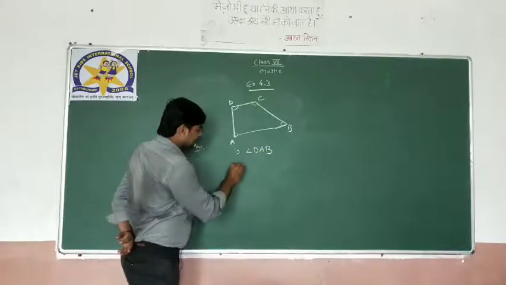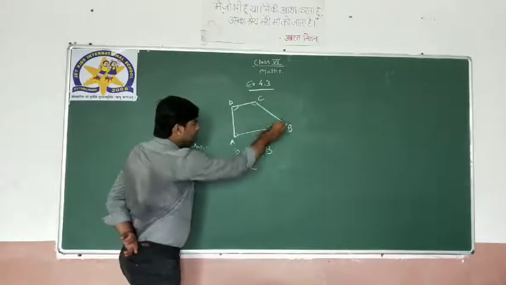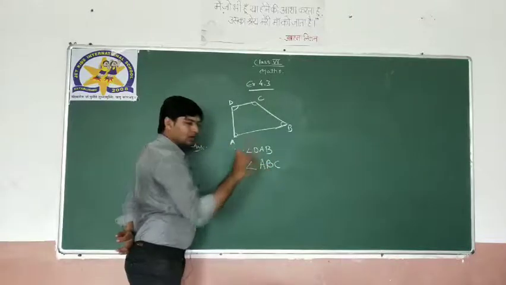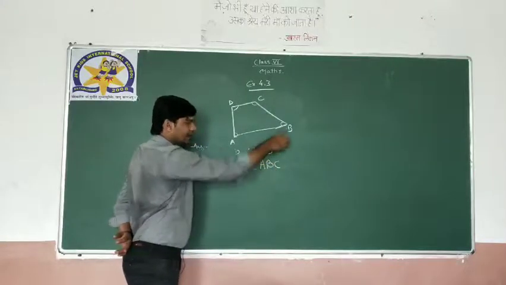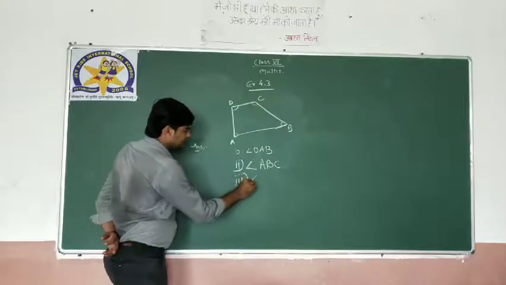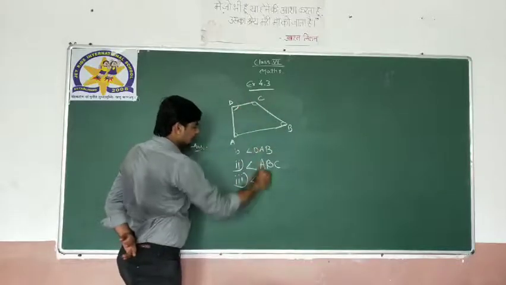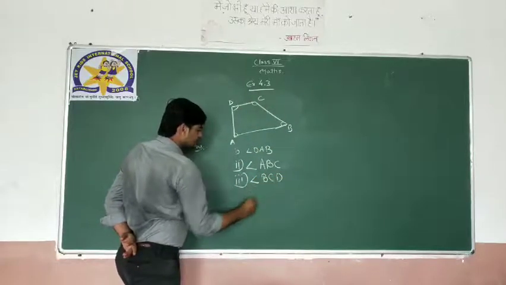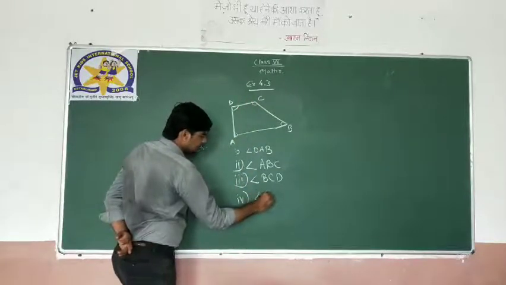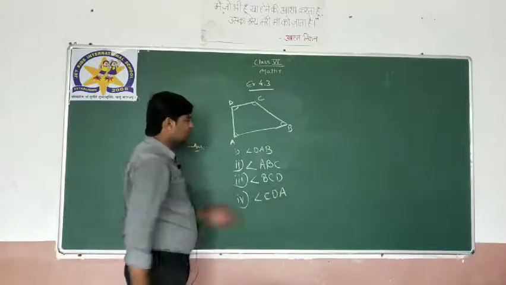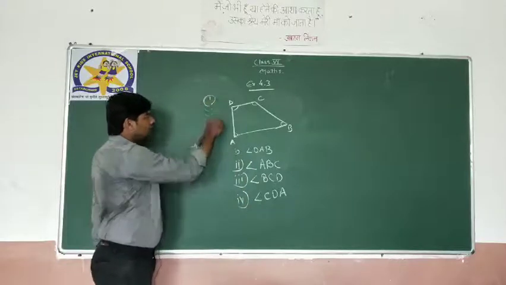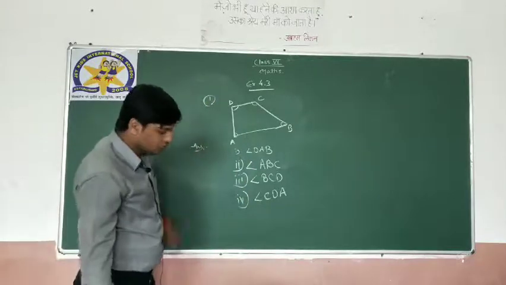Clear? Then second thing, B, if I am taking, so A, B, C. The middle letter, you have to always keep in your mind, the middle letter will be the angle, the middle letter will be the vertex. Third, B, C, D. Fourth, C, D, A, angle C, D, A. This is the symbolic representation, and this is how you will write all the angles. So this was our question number 1 of exercise 4.3. I hope it is clear to all of you.